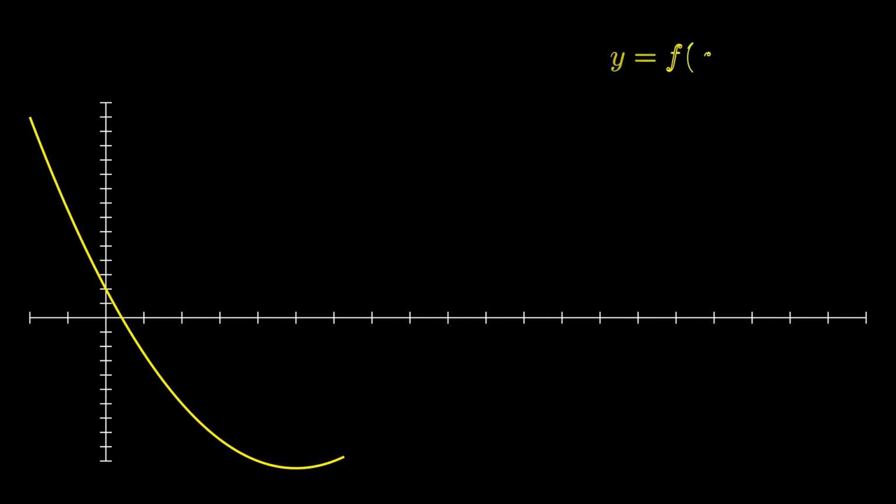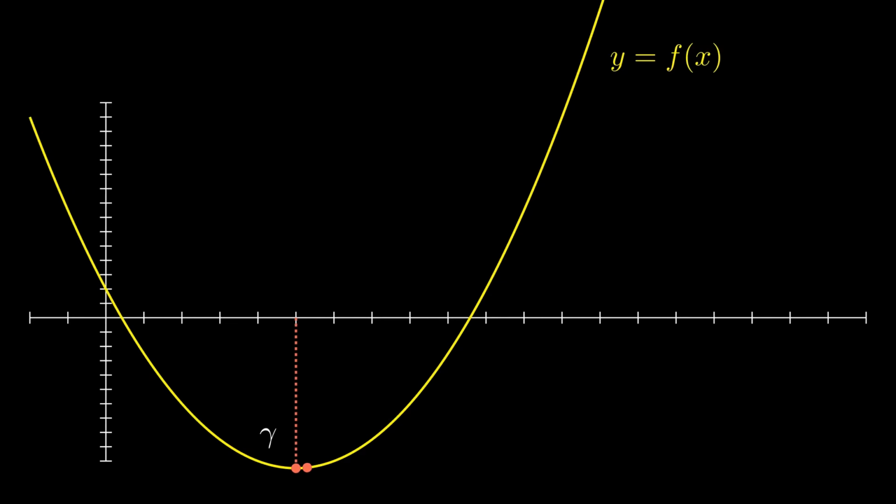We'll begin by looking at a quadratic function graphically. There are three key points we'll focus on. Gamma, the stationary point where the gradient is 0. Alpha, one of the roots, this is the value we're trying to find an equation for. And beta, some other point on the curve where we know both the height and the gradient.